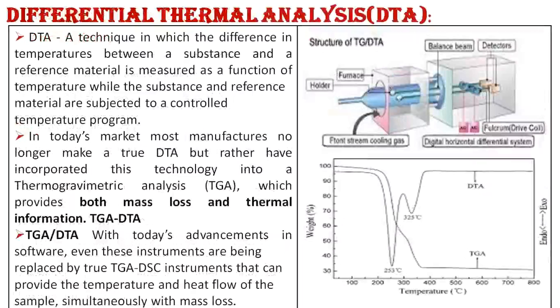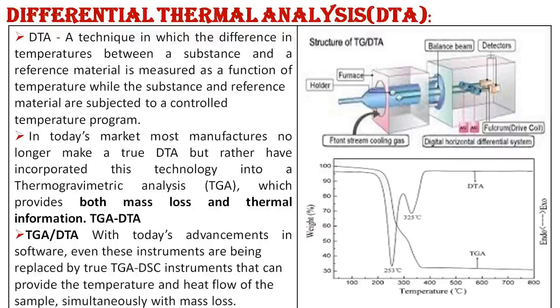Next concept is differential thermal analysis, that is the DTA. This shows the block diagram and the corresponding characteristics, temperature versus weight. DTA is a technique in which the difference in temperature between a substance and a reference material is measured as a function of temperature, while the substance and reference material are subjected to a controlled temperature program.